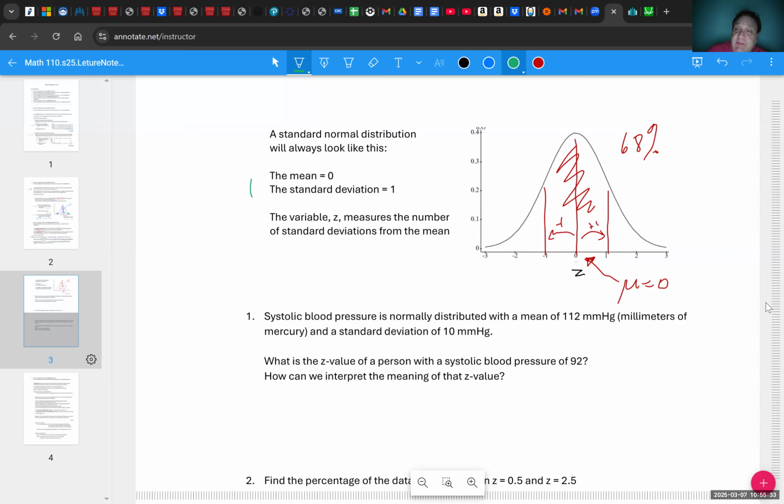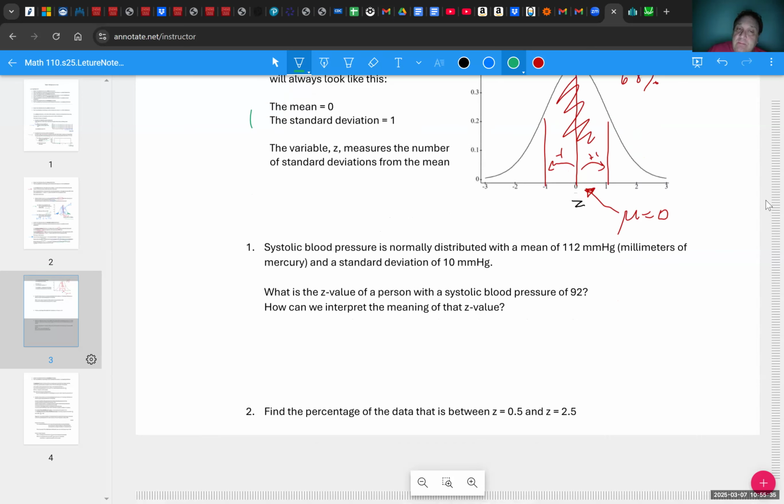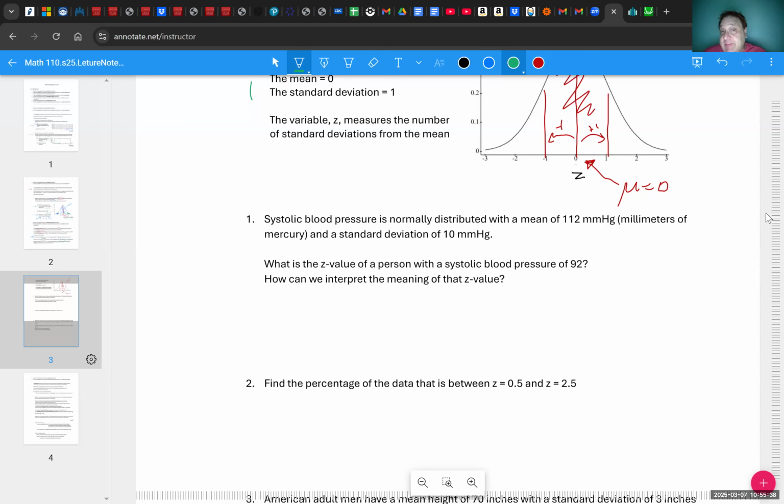All right, let's do example problem number 2. We're going to go back to our blood pressure problem. So same data. I got this data off the internet, so we're hoping it's true. Mean 112, standard deviation of 10, as before. And we're going to say, what is the z value? What is the z number for someone with a blood pressure of 92? So blood pressure of 92 means the x number is 92.